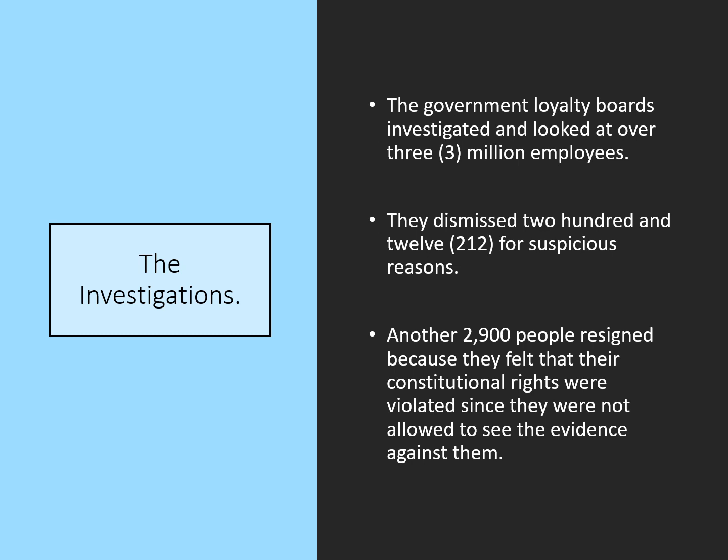So the investigations. The government loyalty boards looked at over 3 million employees in the government sector, and they dismissed around 212 people for suspicious reasons. Now, that seems like a small amount, right? Out of 3 million employees, they only found 212 that were legitimately guilty of something. Another 2,900, almost 3,000 people actually resigned from their positions because they felt that their constitutional rights were being violated, since they were not allowed to see the evidence against them.